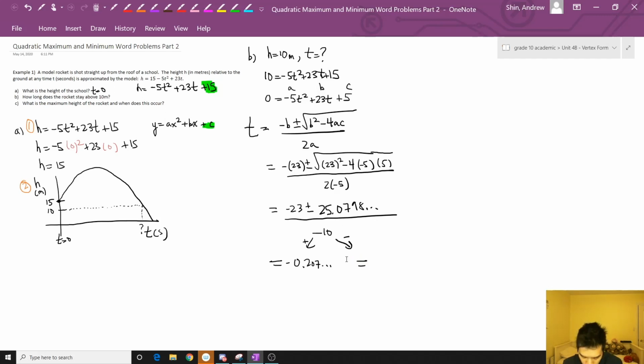And I'm going to try this again. Negative 23 with the minus 25 this time, divided by negative 10. And that is 4.807... And does it say to round it to anything? Okay, so now we're going to round it. It doesn't say to the nearest tenth or anything, so we can round it to whatever we want. I'm going to round it to the nearest tenth.